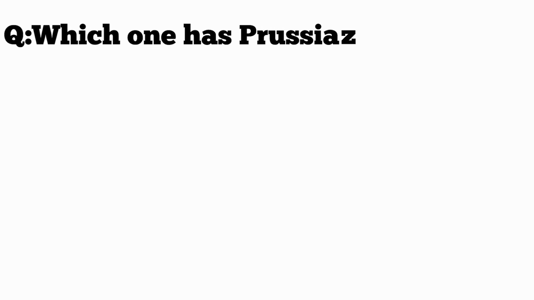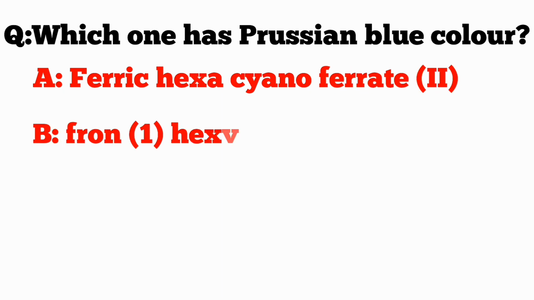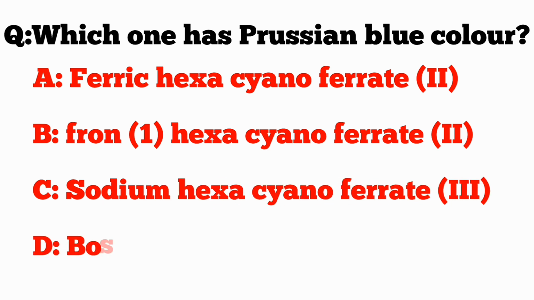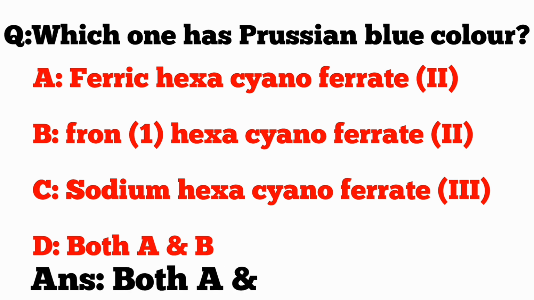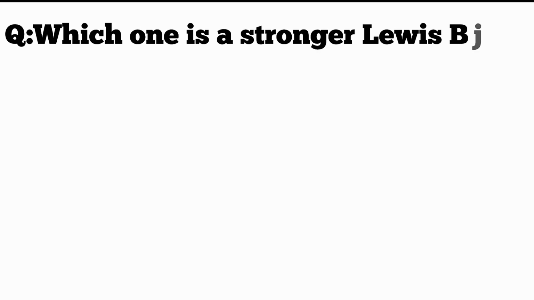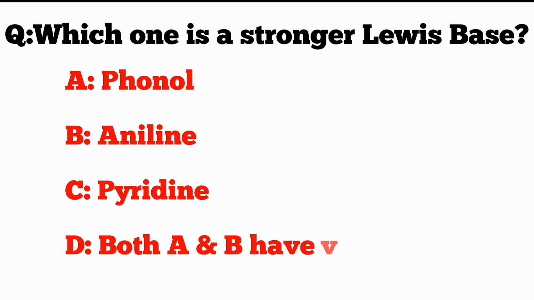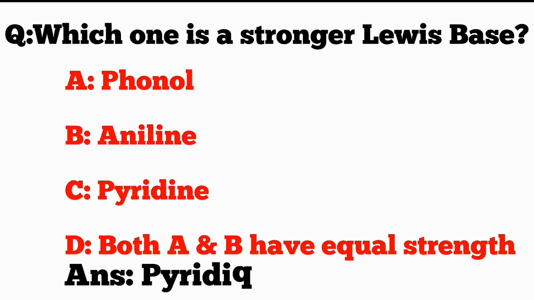Q. Which one has Prussian blue color? A. Ferric hexacyanoferrate II. B. Ferrous hexacyanoferrate II. C. Sodium hexacyanoferrate II. D. Both A and B. Answer: Both A and B. Q. Which one is a stronger Lewis base? A. Phenol. B. Aniline. C. Pyridine. D. Both A and B have equal strength. Answer: Pyridine.